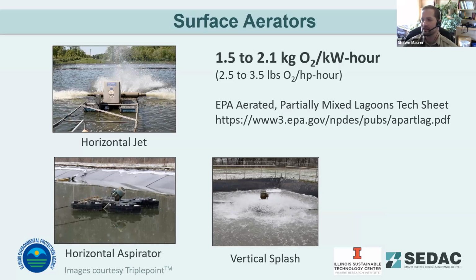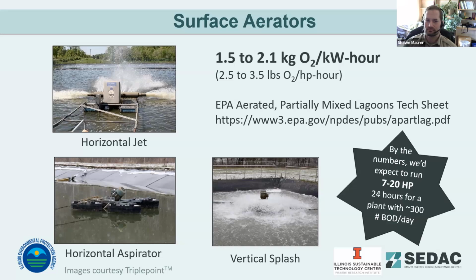Looking at surface aeration, many different types, looking at somewhere around 1.5 to 2.1 kilograms of oxygen per kilowatt hour putting DO into the lagoon. The nice thing about surface aerators is that they can be more easily moved around than if you have a subsurface aeration system. And we'll touch a little bit on how you can take advantage of that for improving lagoon processes. But by the numbers, we would expect somewhere around 7 to 20 horsepower every 24 hours for a plant with about 300 pounds of BOD per day loading.